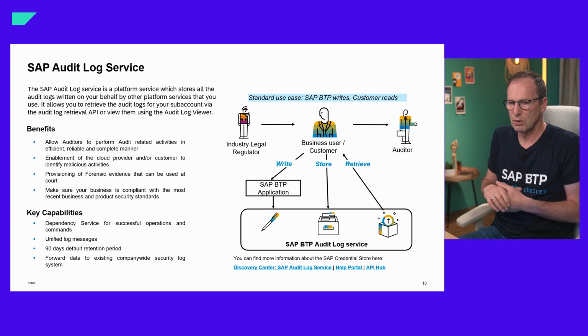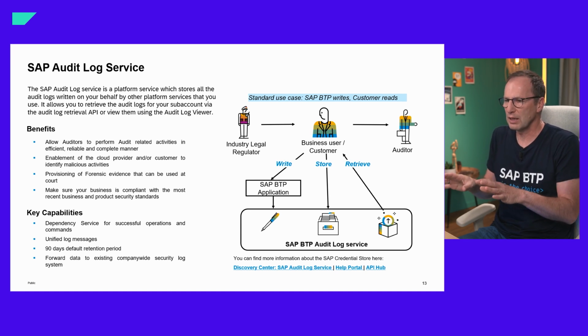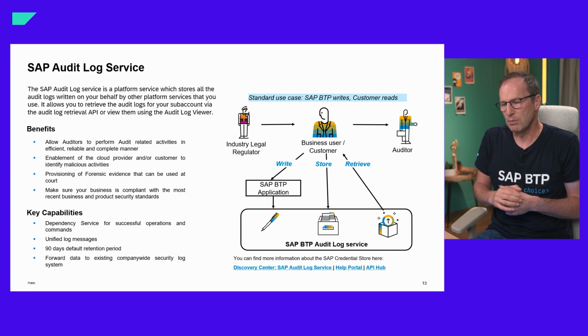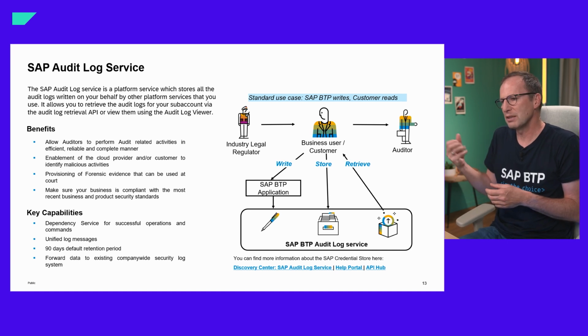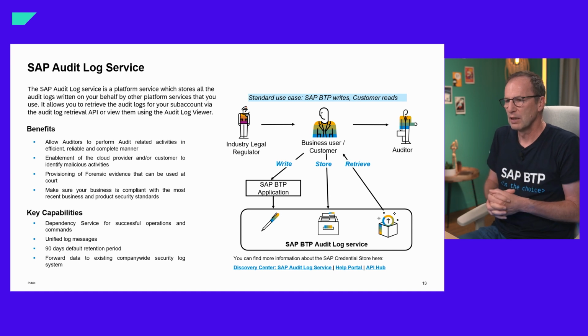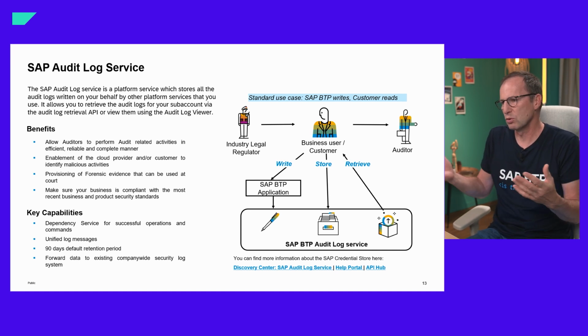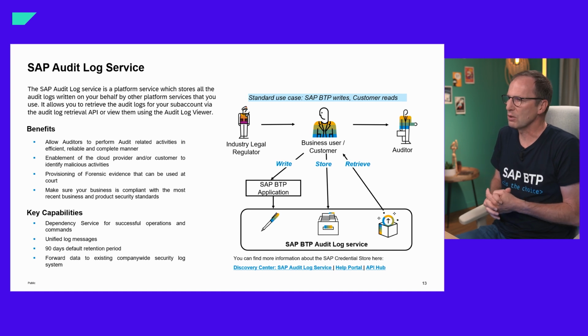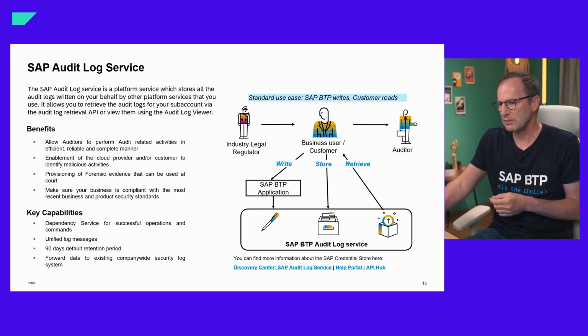So we show you how you can export the audit log, have a look at it via the audit log viewer and download it, or use the audit log API to export it and import it into your SIEM system, and to have there in your SIEM system the analysis of the audit logs and to look if there's something suspicious going on in the audit log.